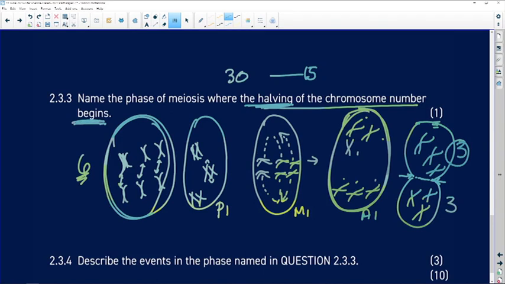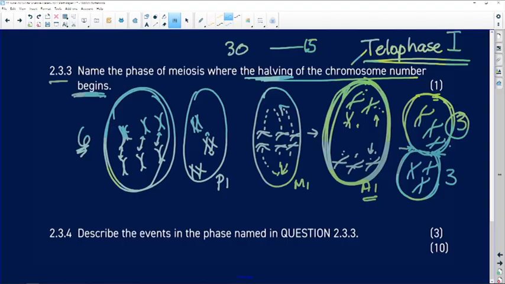Where did this start to happen? Our answer here is telophase. And we can't just leave it at telophase, because remember, there's telophase 1 and telophase 2. We have to indicate that it is telophase 1.